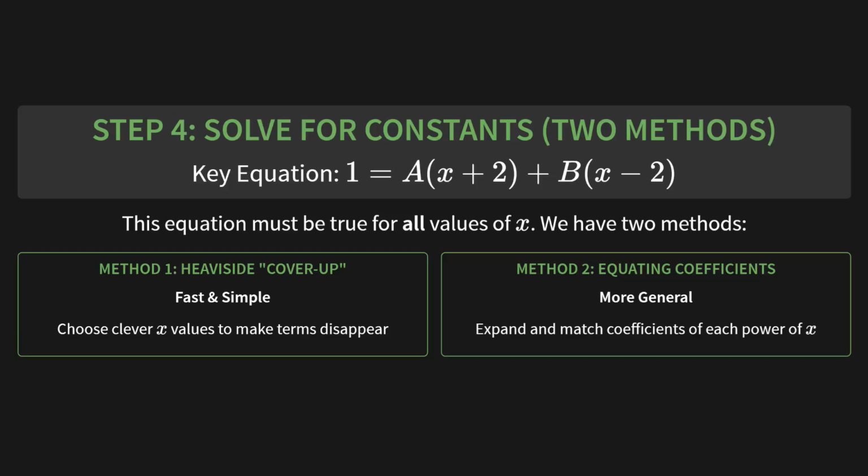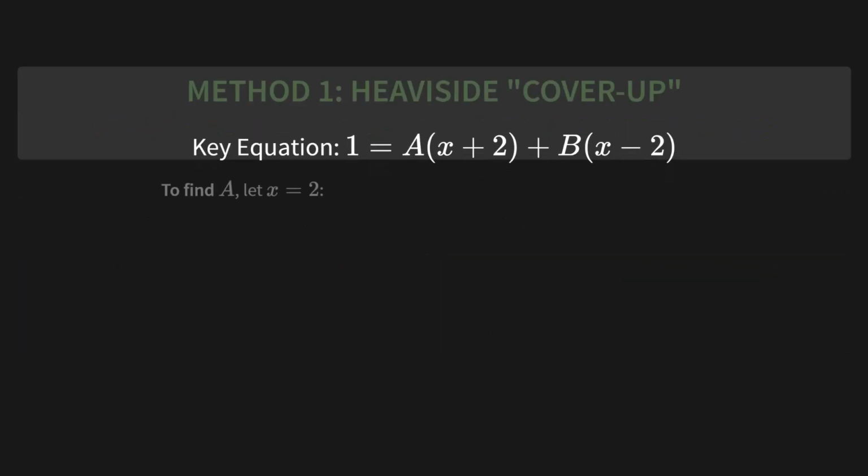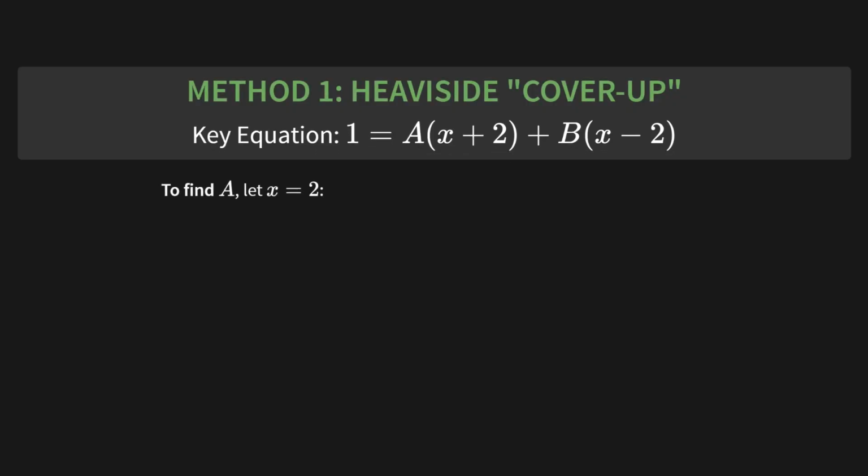Method 1, the Heaviside cover-up. Our key equation is 1 equals a times (x plus 2) plus b times (x minus 2). To find a, we need to make the b term disappear. How can we do that? We can set its factor x minus 2 to 0. So, let's let x equal 2. We get 1 equals a times 4 plus b times 0. That means 1 equals 4a. So a equals 1/4. We're halfway there.